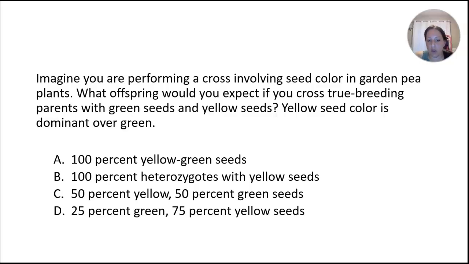100% of the offspring should be heterozygous, big Y, little y, and their phenotype would be yellow because yellow is dominant over green. So B would be the correct answer.